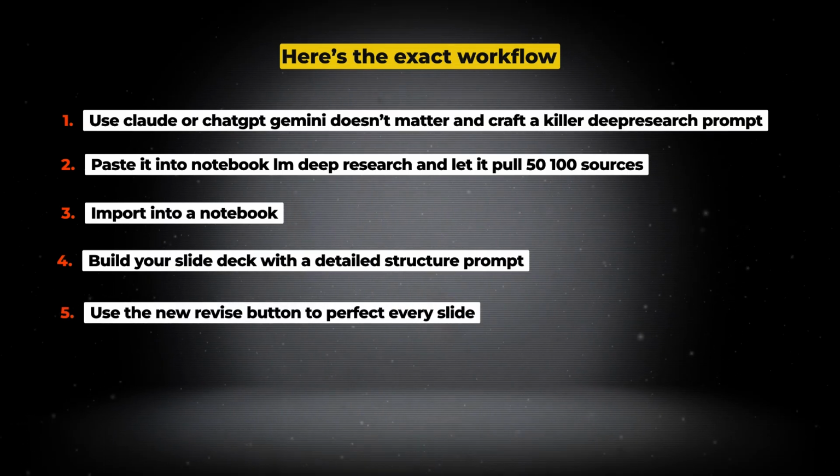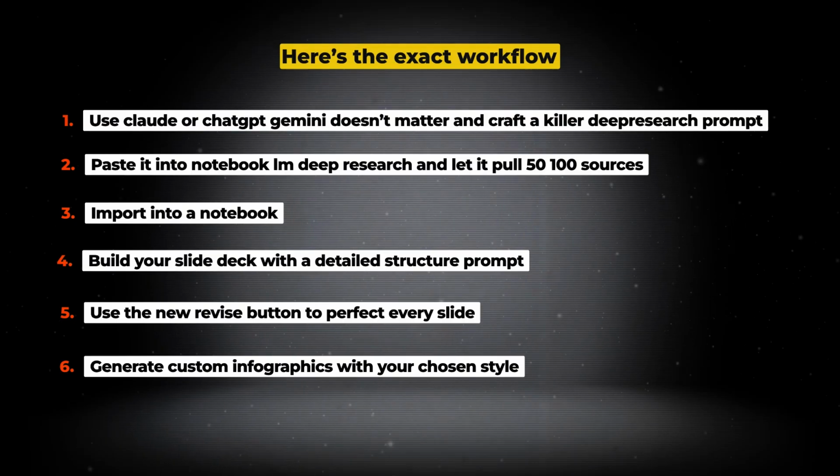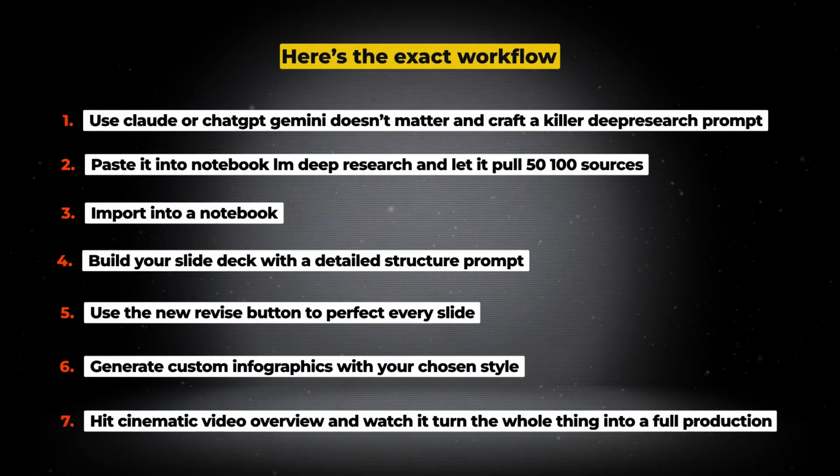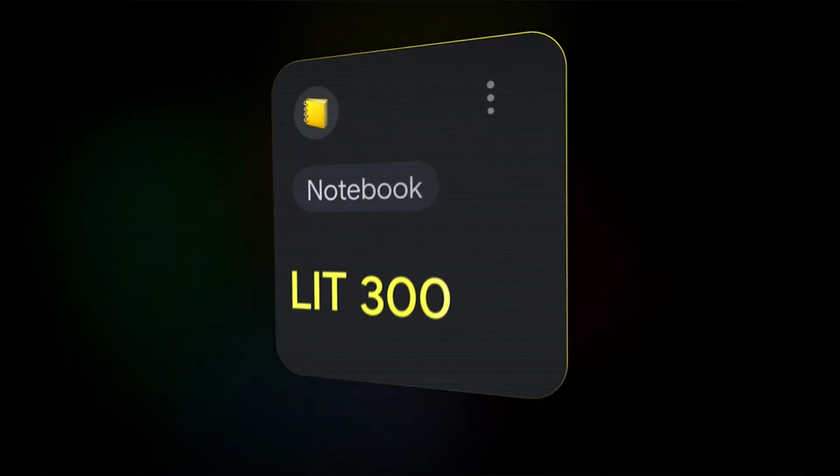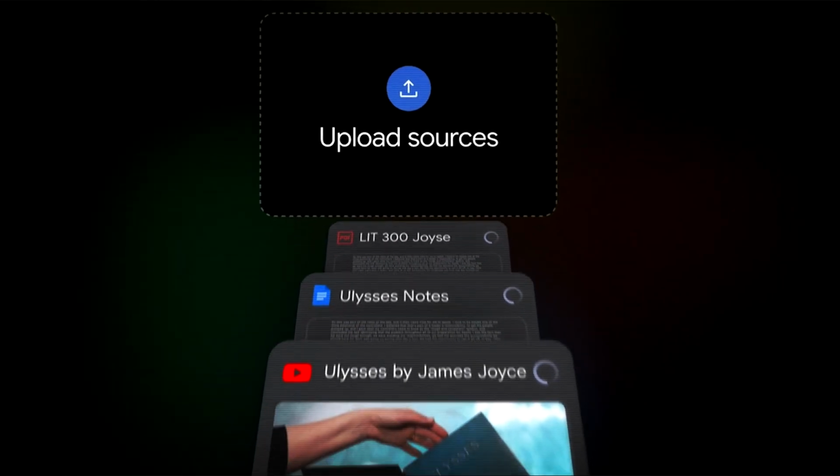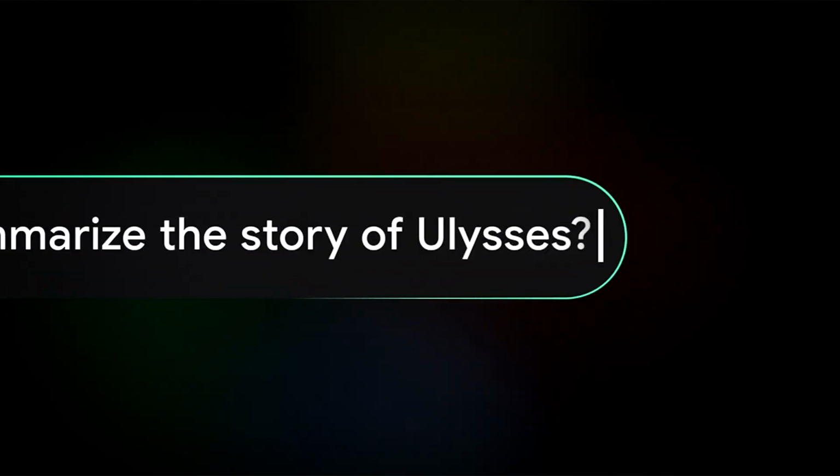5. Use the new Revise button to perfect every slide. 6. Generate custom infographics with your chosen style. 7. Hit Cinematic Video Overview and watch it turn the whole thing into a full production. Everything stays connected, everything stays cited, everything looks like you spent days instead of minutes.